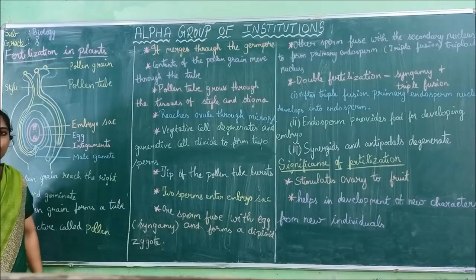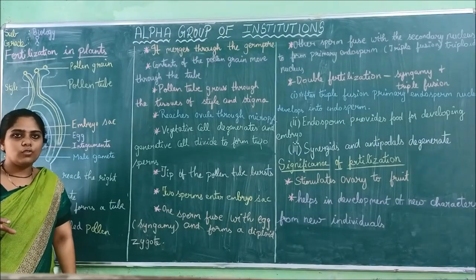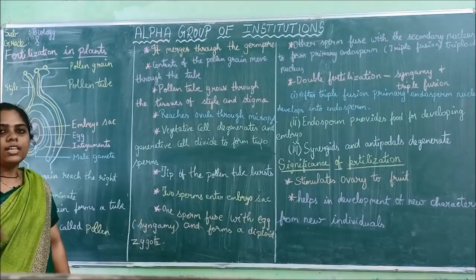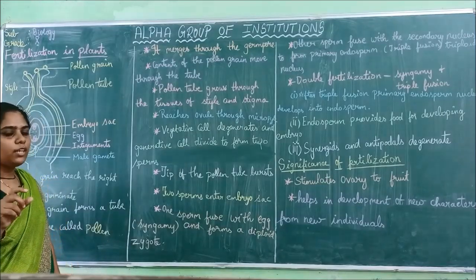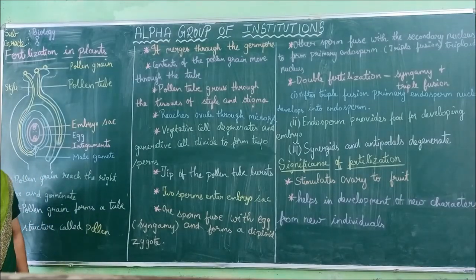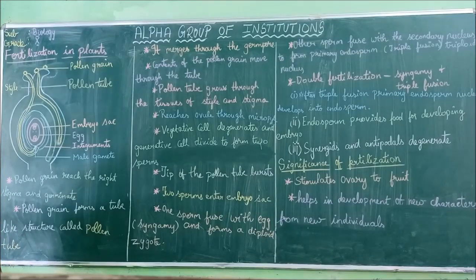If you don't remember the structure of the ovule, turn to your book and see it. There you will find, at the micropyle end, two synergids, and above that a big cell. Together it is called the egg apparatus, and that is the egg cell.